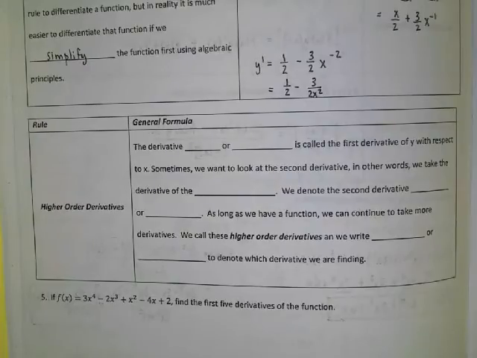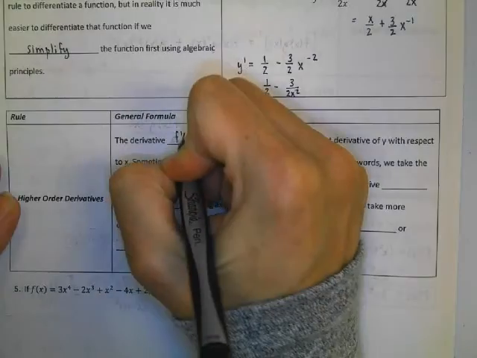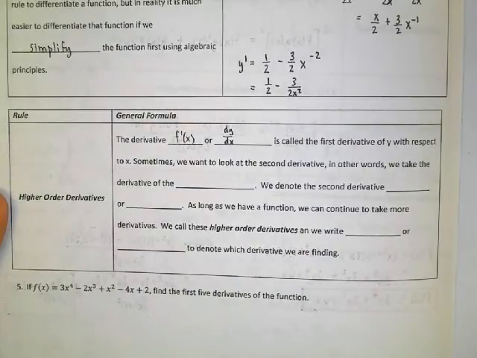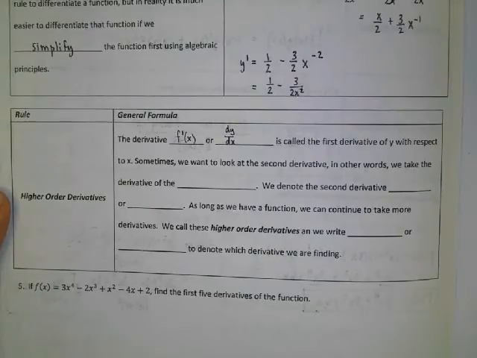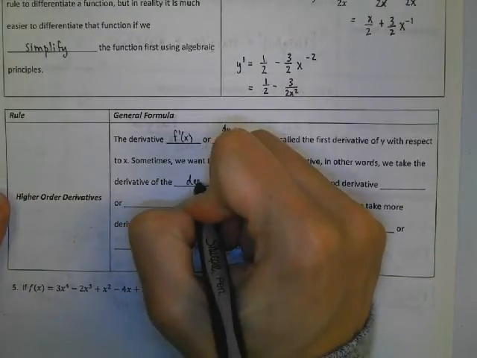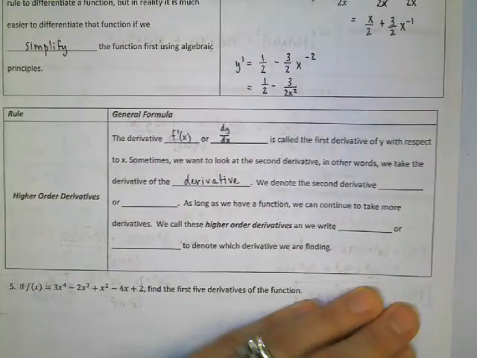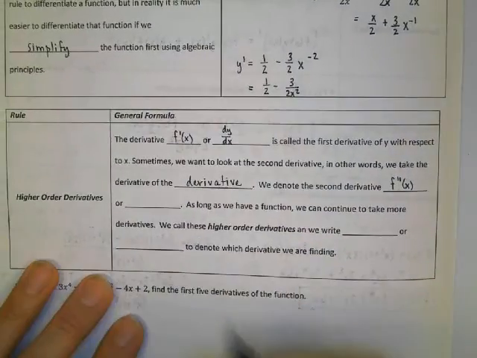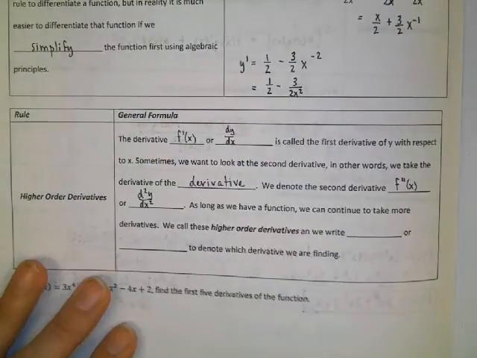So here's what we mean by higher order derivatives. The derivative f prime of x or dy dx is called the first derivative of y with respect to x. Sometimes we want to look at the second derivative, or in other words, we take the derivative of the derivative. We denote the second derivative f double prime of x or d squared y dx squared.